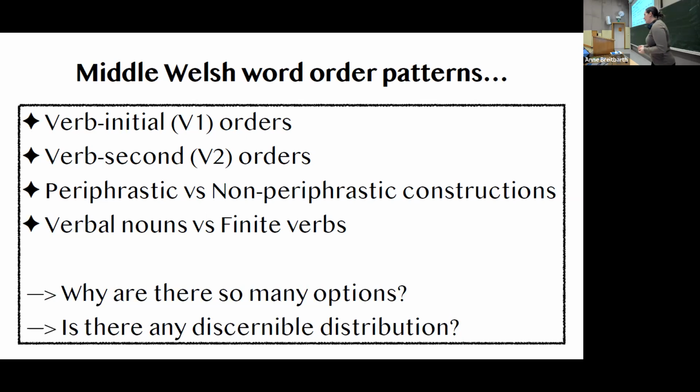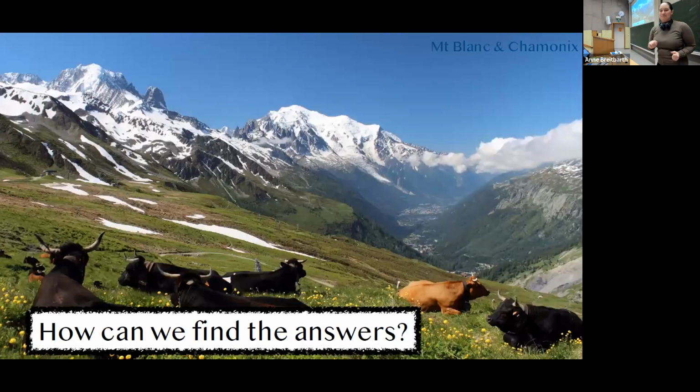And the question then immediately arises, well, why are there so many options, right? And this is just talking about positive main declarative clauses as well. It's not even taking into consideration negation, questions, etc. So can we find some sort of distribution in this whole mess, let's say? So how can we find the answers?